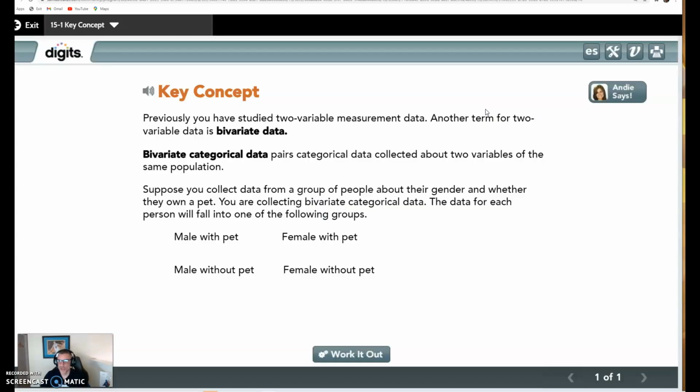All right. So again, we're going to be talking about bivariate data. That means two variables. So here the example they give us is, suppose you collect data from a group of people about their gender and whether they own a pet, right? We're looking at two categories here: gender, and do they own a pet? So there's four possibilities here, right? You could have a male with a pet, a male without a pet, a female with a pet, and a female without a pet. And then you can organize the data into these four categories, and then look, do we see any patterns? Do we see any trends? So this is sort of an example of what we're going to be doing.